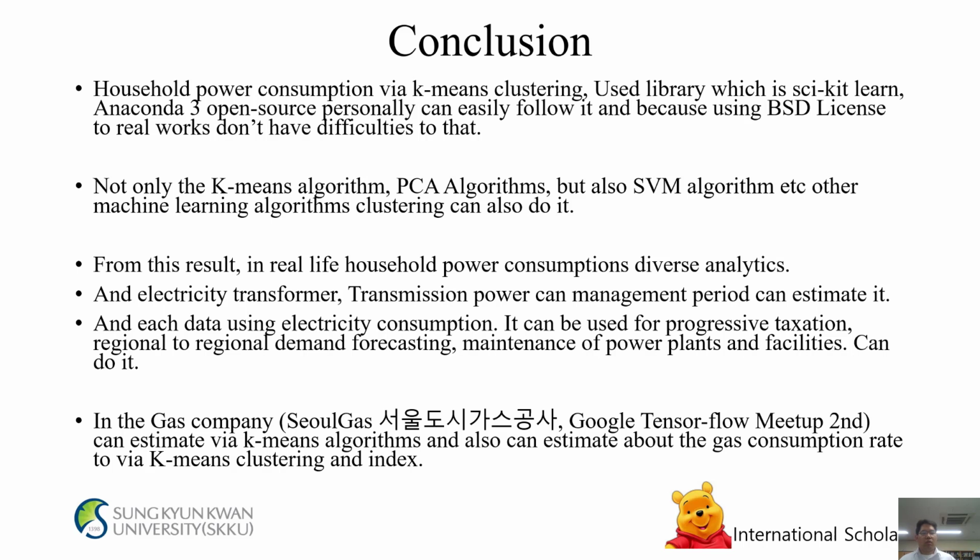From this result, in real life, household power consumption analytics can help an electrical transformer and transmission power measure the period and estimate it. Each data using electrical consumption can be used for progressive excitation, regional demand forecasting, and maintenance of power plants and facilities. In the gas company Seoul Gas, shown at Google TensorFlow Meetup 2nd, 2017, the gas consumption rate can also be estimated via the K-means clustering algorithm and index.